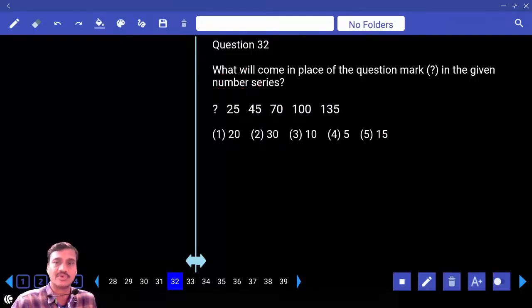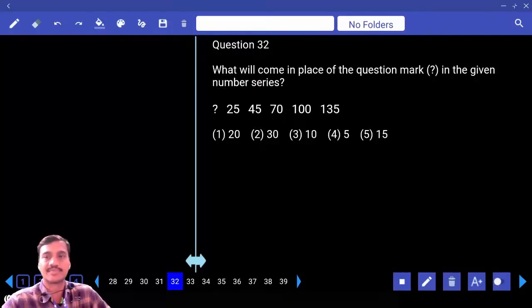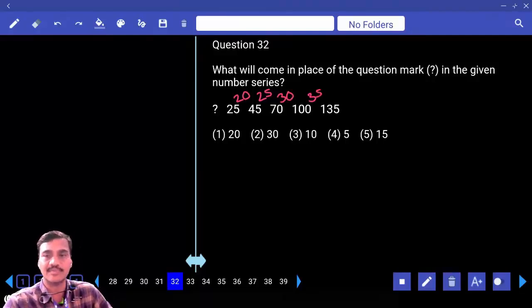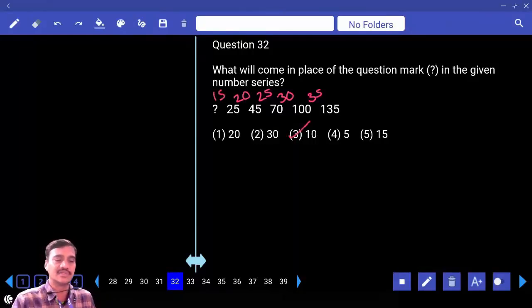Now in this 32, 25, 45, 70, 100. Then 25 and 45. Again the numbers are increasing at a smaller rate. Now the difference is so much? 20. And 45 and 70, the difference is 25. 70 and 100, 30. Next difference is so much? 35. 35, 30, 25, 20. Next one. What's the next difference here? 15. That means 25 minus 15 is so much? 10. 10 is given in choice 3, question number 32.